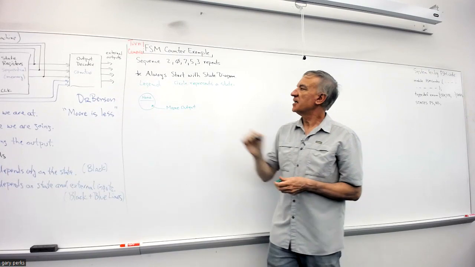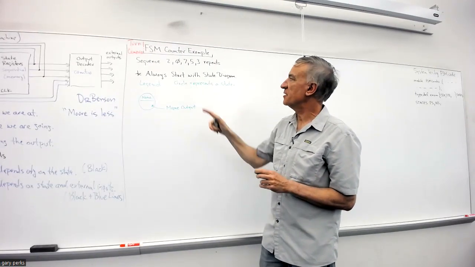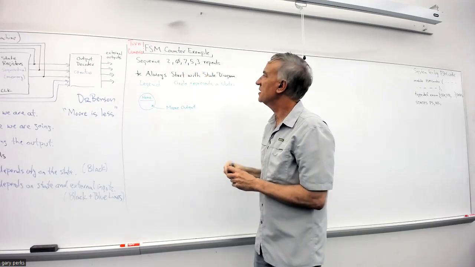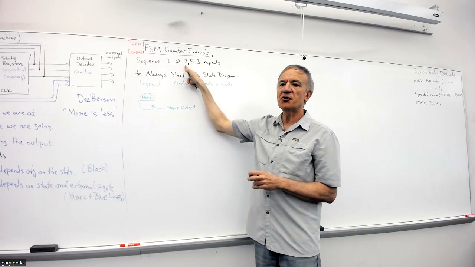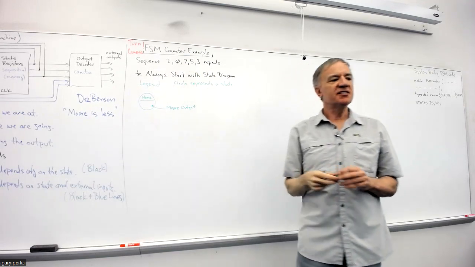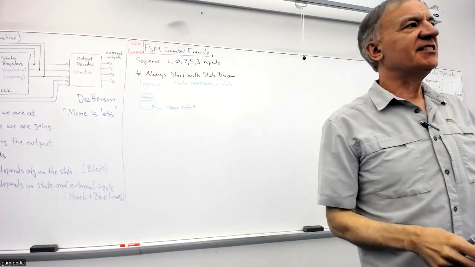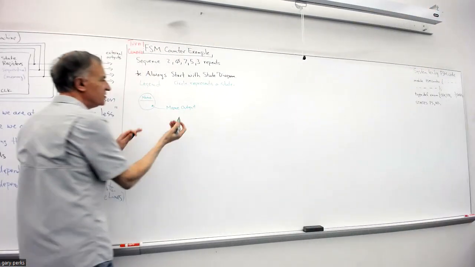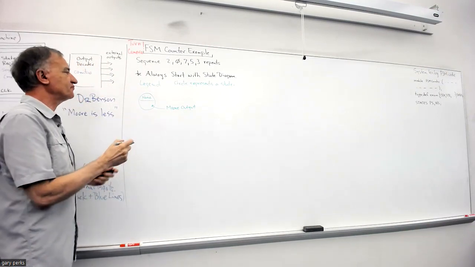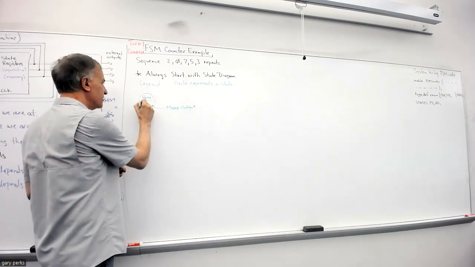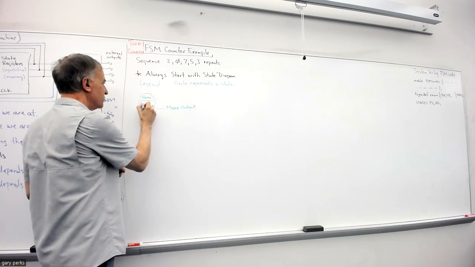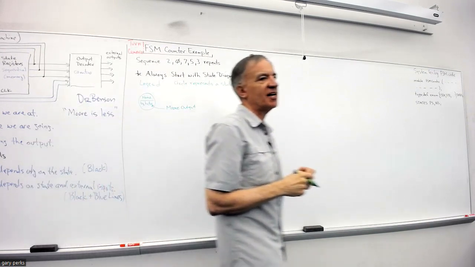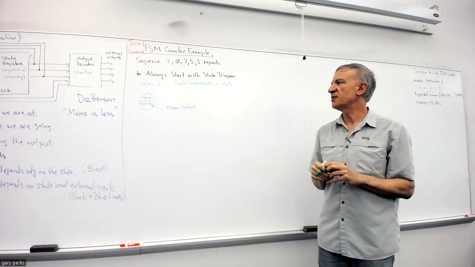Okay, now in this FSM counter example, because the largest number in our sequence is 7, what's the minimum number of bits I need to represent 7 in binary? 3. Okay, because of that, what I'm going to label my Moore output is just B2, B1, B0, right? The 3 bits that represent the binary of each of the numbers that's in my count.